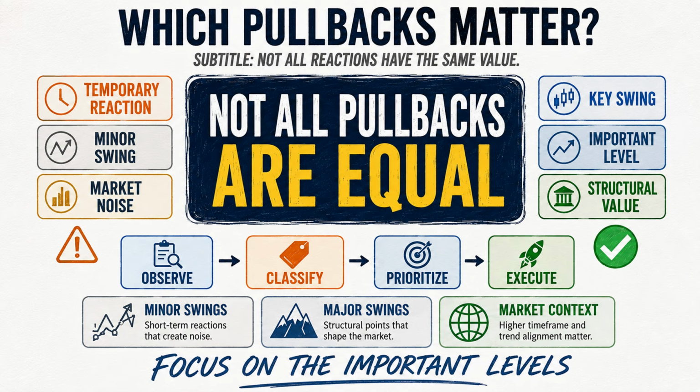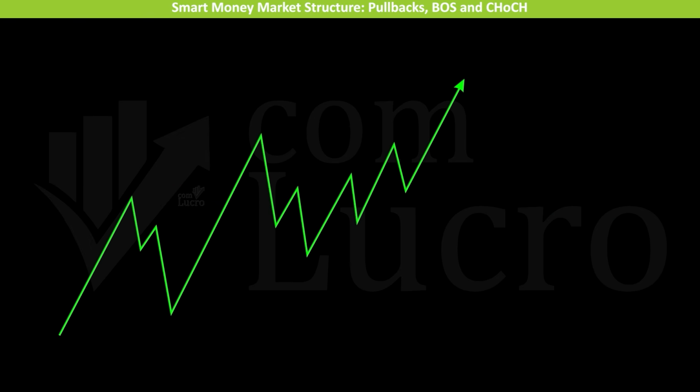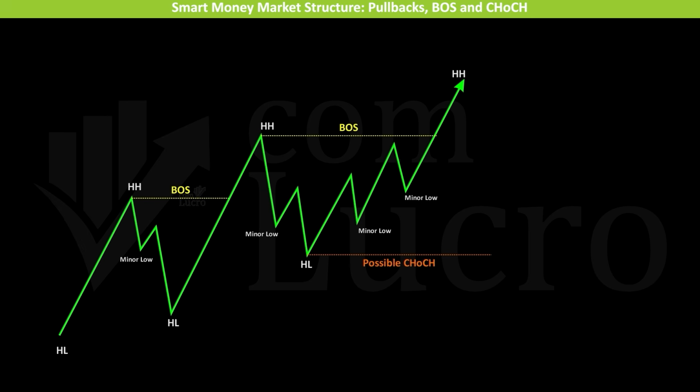However, this creates another major problem for most traders. Even after understanding break of structure and change of character, many traders still struggle to identify which pullbacks are truly valid and which ones are simply temporary reactions inside the trend. That is exactly why this next principle becomes so important, because not every swing high or swing low has the same structural value. The first concept we will cover is how to separate major swings from minor swings, because this distinction is essential to identify valid pullbacks.